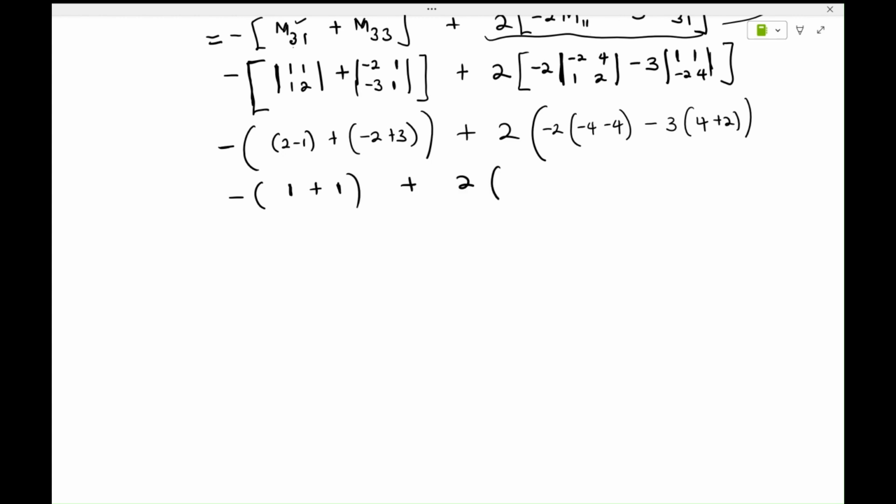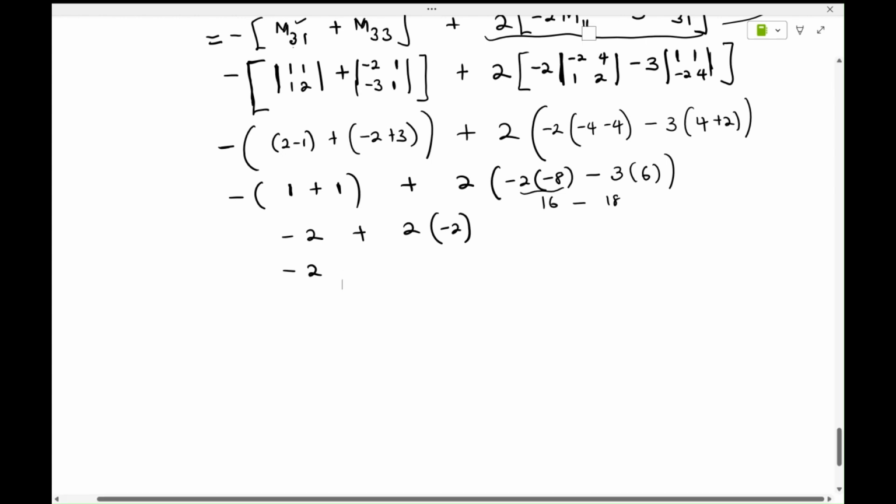Then plus 2, this we have minus 2 times what? You can see minus 4, this is minus 8. Then we have minus 3 times what? This is 6, right? So here, everything here, it's minus 2 plus twice of, here you have 16, right? So you have 16 here minus 18. So this will be minus 2 inside here. And here we'll have minus 2 minus 2 times this is minus 4. So this is minus 6.